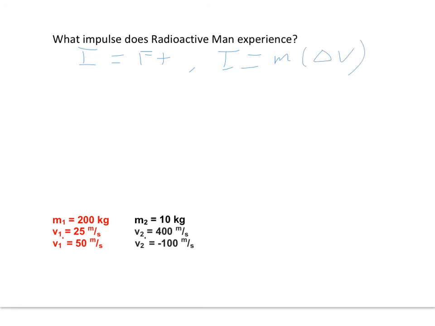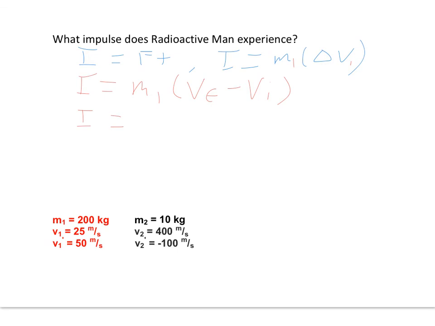In this case, because we don't know anything about force or time, impulse as mass times change in velocity is going to be the way to go. Since we're talking about radioactive man, these get the subscript 1. If I expand this out, remember the general format: that delta, the little triangle for change in, is always going to be final minus initial. So it says vf minus vi.